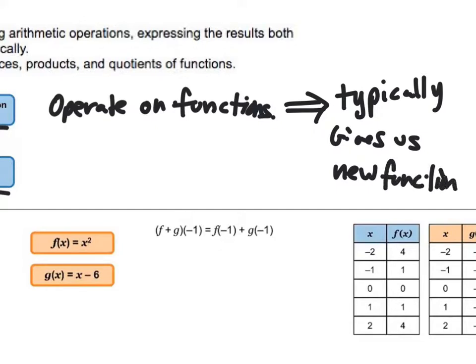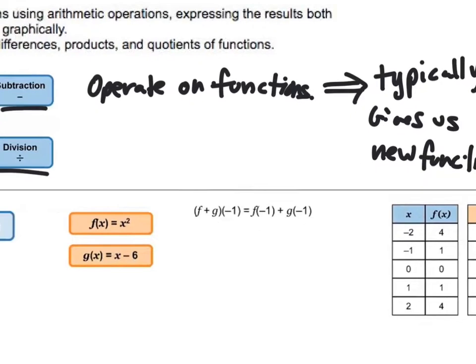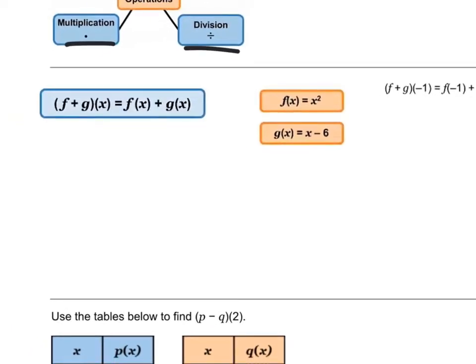Let's go ahead and take a look at an example of what exactly this means. On this first one, we are adding two functions f and g, and we use this notation here. This is really important: if you see f plus g of x, then that means you're taking the function f and adding the function g to it.